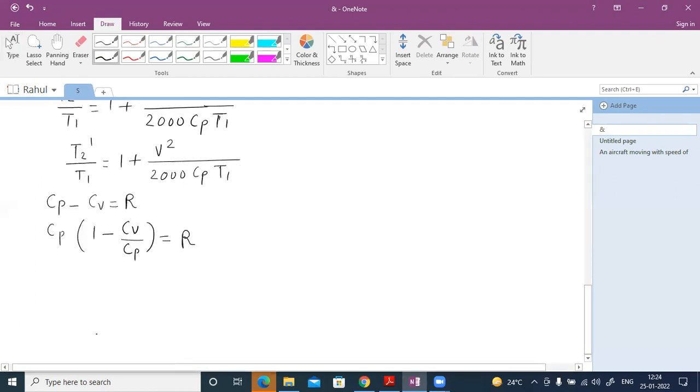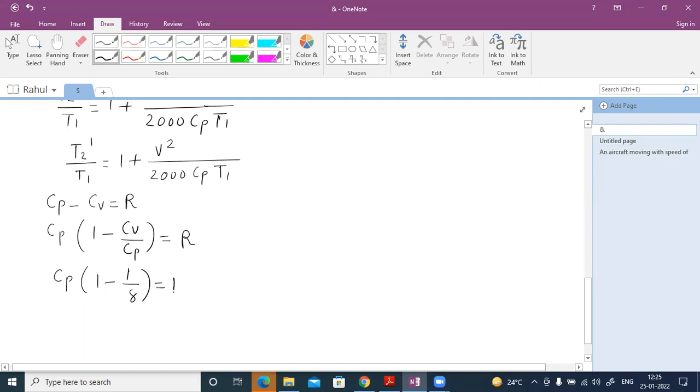So Cp minus Cv is equal to R. All of you know this, we already saw it in thermodynamics. When I take Cp common, it becomes Cp times 1 minus Cv by Cp equal to R. Now let us focus on this equation. What value of Cp can I put now? I'll write Cp as it is, times 1 minus. All of you know that Cp by Cv is gamma. So what is Cv by Cp? It's 1 by gamma.